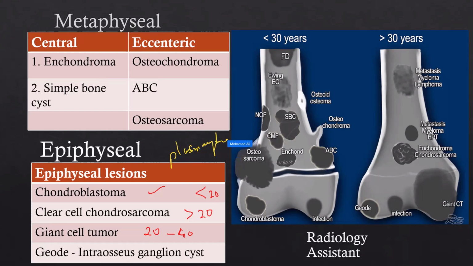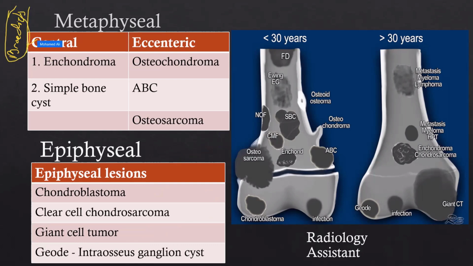For metaphyseal lesions, we can also add Brodie's abscess. Brodie's abscess can occur in the metaphysis with epiphyseal extension.